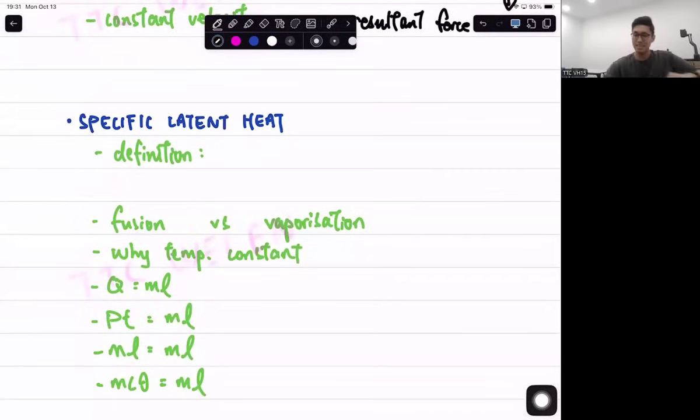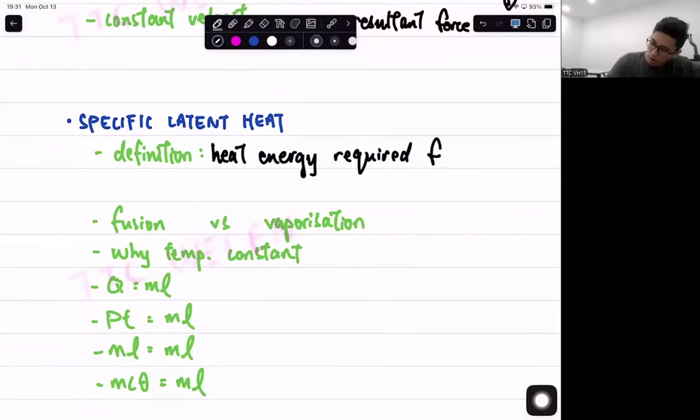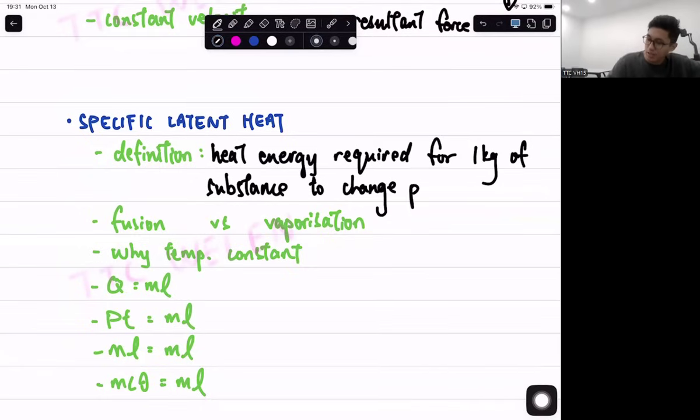All right, the next topic, specific latent heat. What is specific latent heat? It is the heat energy required for 1 kg. That's the specific mass. Specific is 1 kg of substance to change phase. Change phase means what? Means solid to liquid, liquid to gas, gas to liquid, liquid to solid, like that. Now, normally when you change phase, it will always be at constant temperature. Okay?